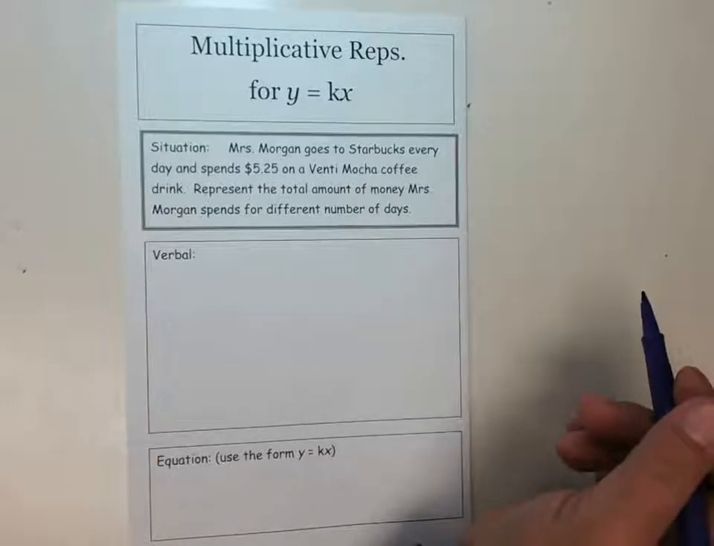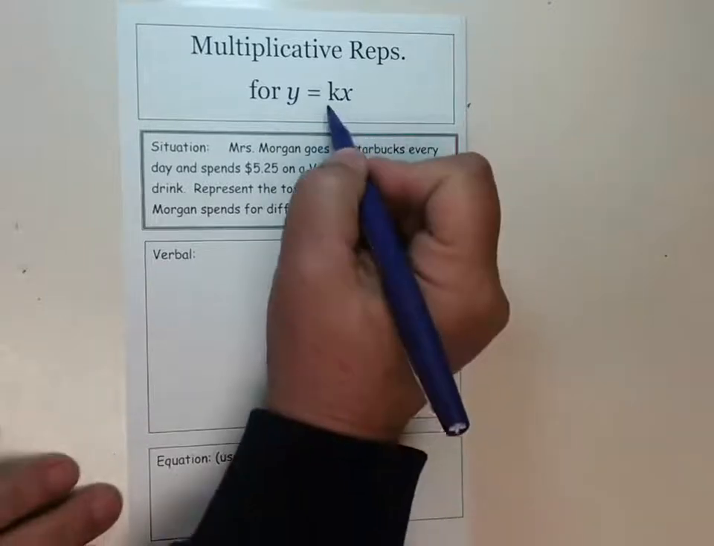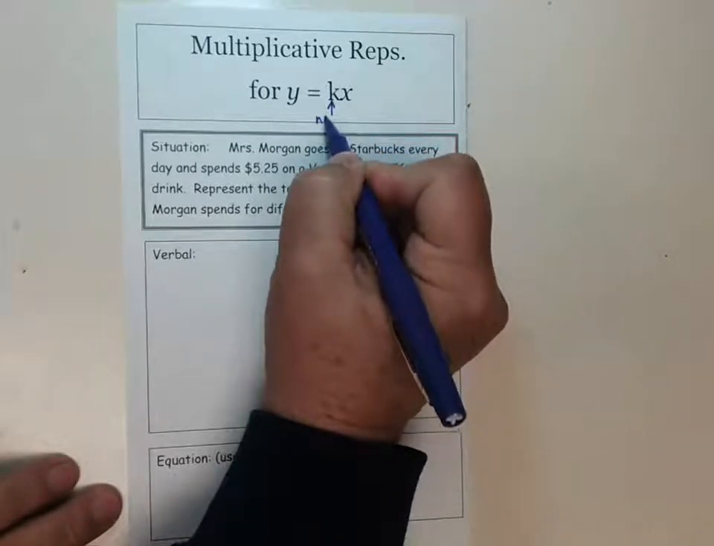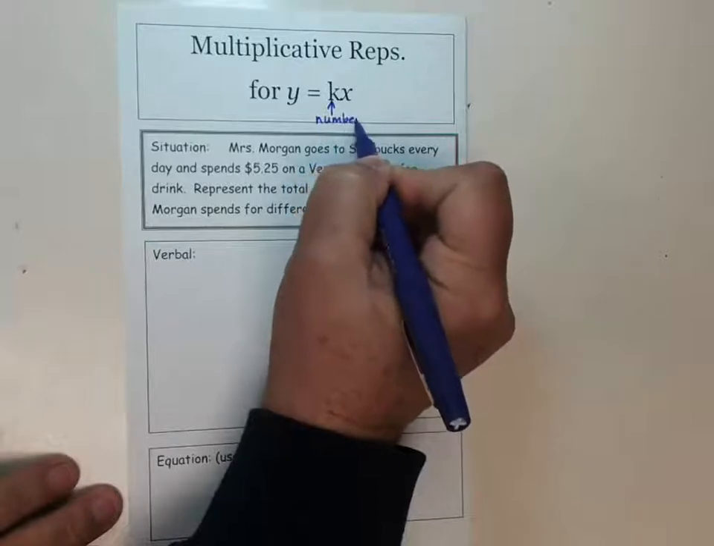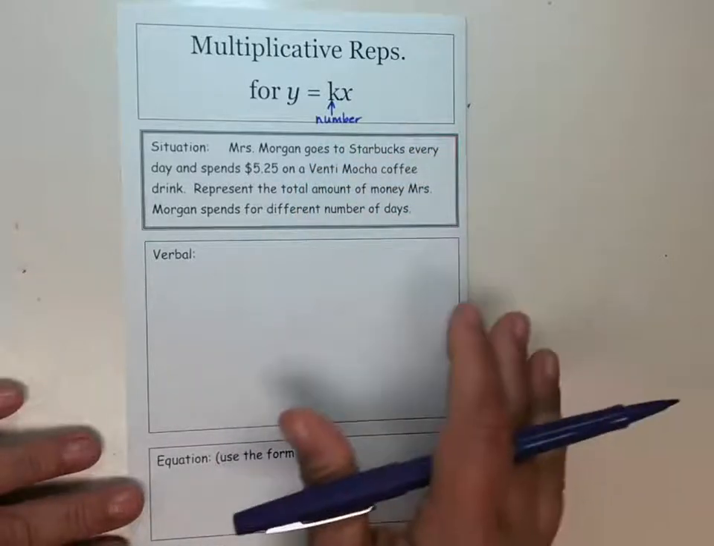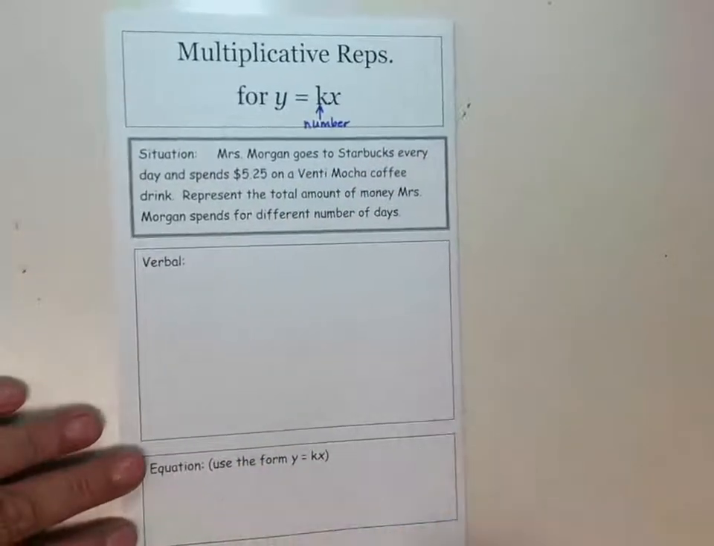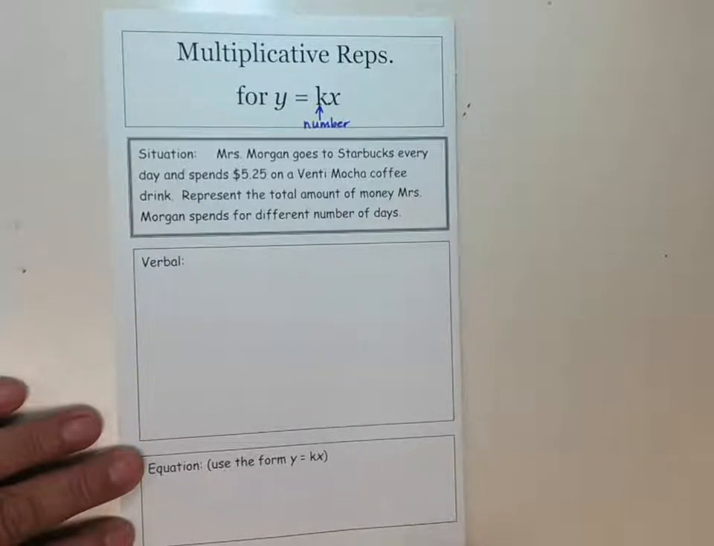Hi, in addition to additive representations, there's also multiplicative representations. The K is actually the number, okay? And then X, of course, is the variable. So here's the situation. Miss Morgan goes to Starbucks every day and spends $5.25 on a venti mocha coffee drink. Represent the total amount of money Miss Morgan spends for a different number of days.